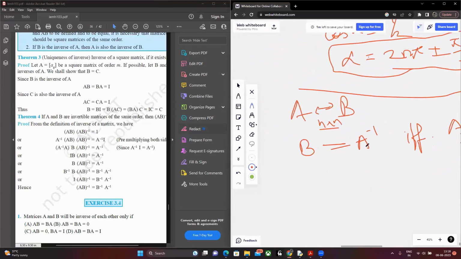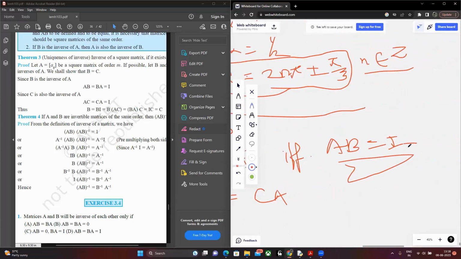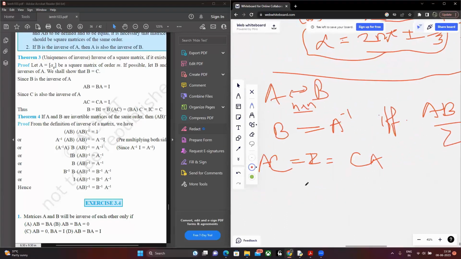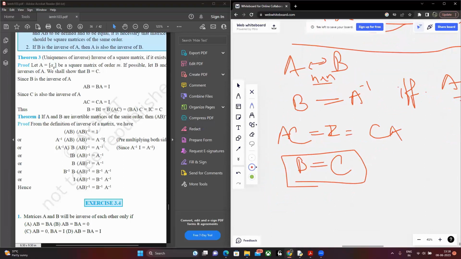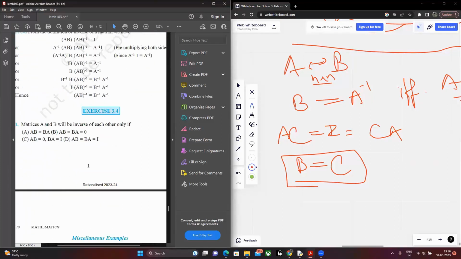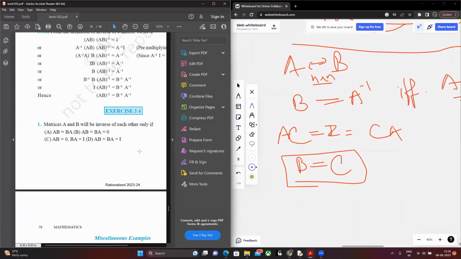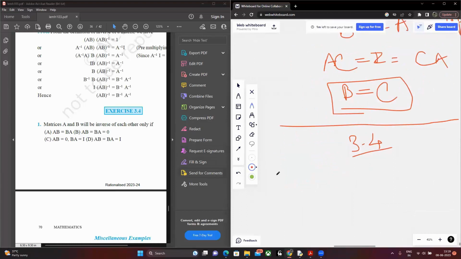So if B is a matrix that satisfies this, and C is a matrix that satisfies this, AC equal to I equal to CA, AB equal to I equal to BA, both B and C satisfy this, then B is necessarily equal to C. It can't be any other way. And if A and B are invertible matrices, then the inverse of AB is B inverse A inverse, the same as your transpose operation. And exercise 3.4 has one and only one question.